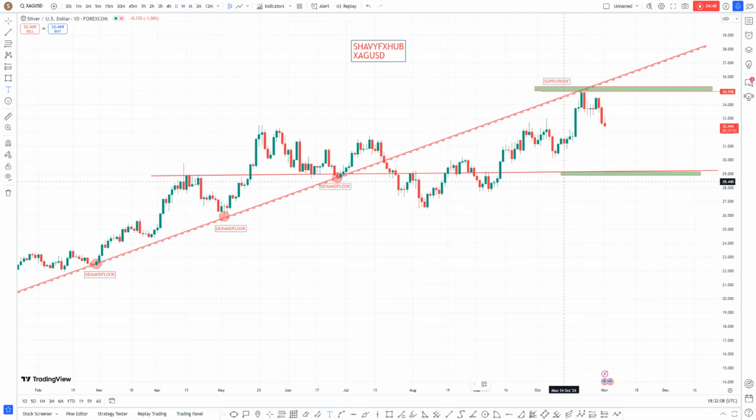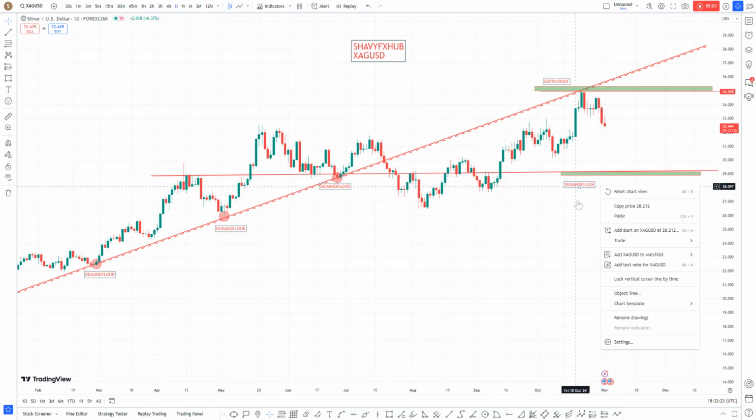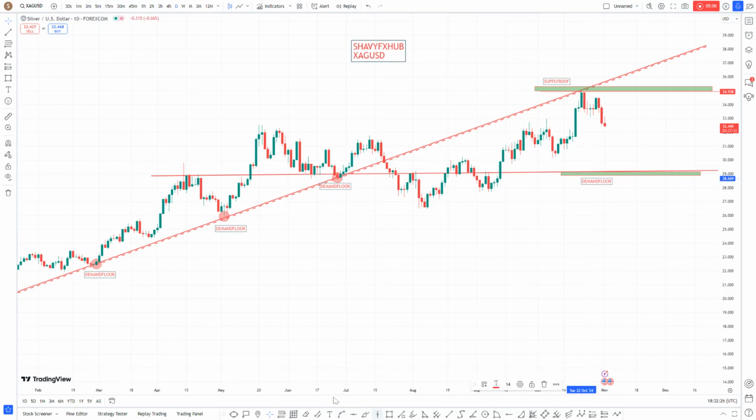39.15. Another demand floor. This is a demand floor. So we need to see a strong buy position at this level. So I'm going to list out where to buy silver. Buy silver at 29.150. So this is a valid buy position. A valid buy position. It makes decent sense.